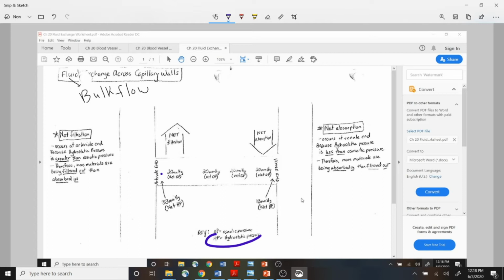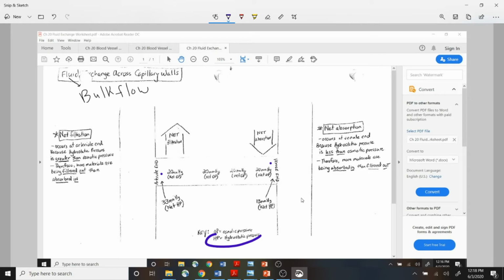So hydrostatic pressure is a fancy term for blood pressure. That's what it really is, okay? Notice what happens as that blood flow goes towards the venular end. If I took another pressure tube where that blue dot is and tested the pressure at the venular end, oh, it's less, it's 13 millimeters of mercury. The blood pressure, we call it hydrostatic pressure, but it's basically blood pressure.